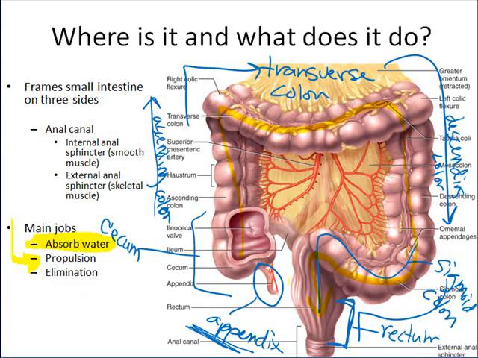And the other job it has is to eliminate feces from the body. The amount of time that food residue spends in the large intestine can vary by individual, but it's usually estimated to be about 12 to 24 hours, unless you've got some sort of health issue. But if you're normal and healthy and not stressed out, 12 to 24 hours is the typical amount of time.